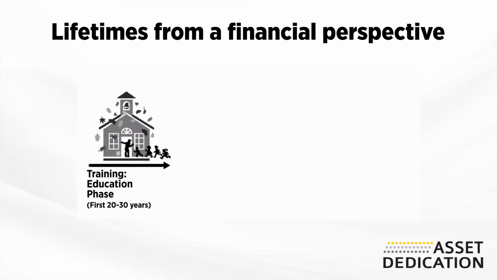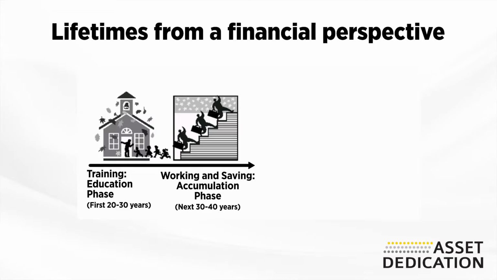This is followed by what we call the accumulation phase, which is when an individual enters the market and generates the bulk of their lifetime incomes. This lasts roughly for the next 30 to 40 years of a person's life, which are usually their most productive years from an income generation point of view.